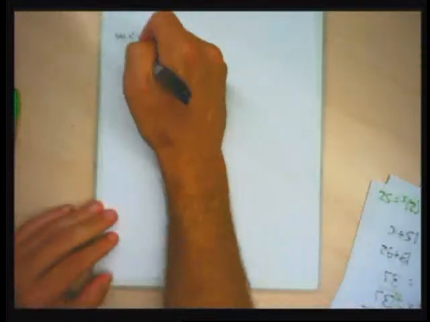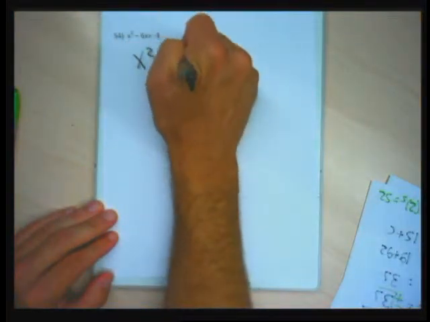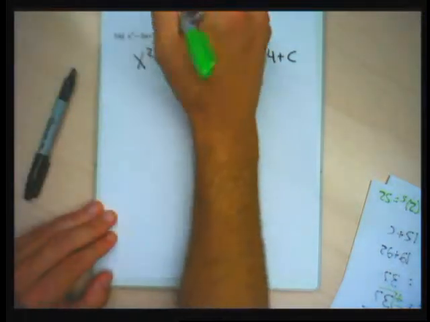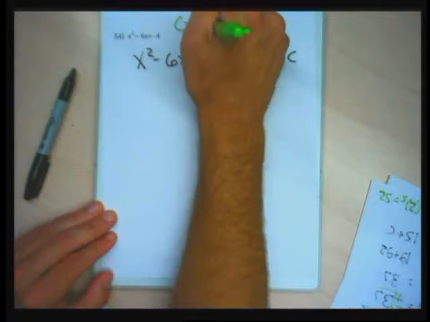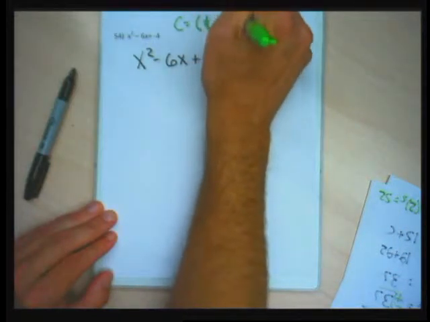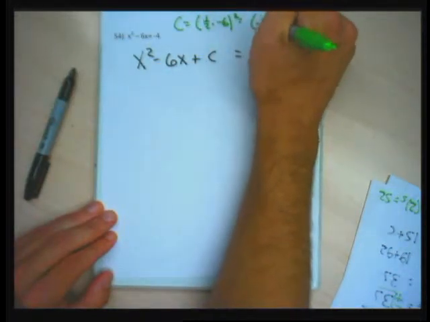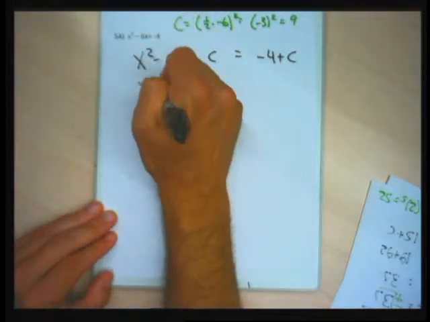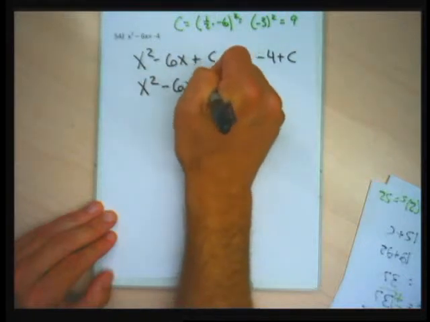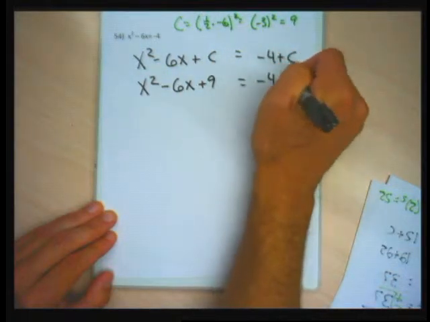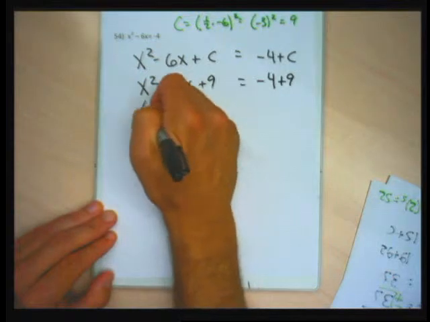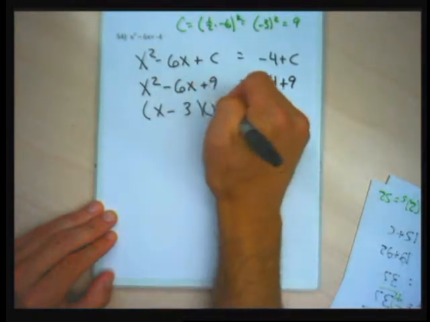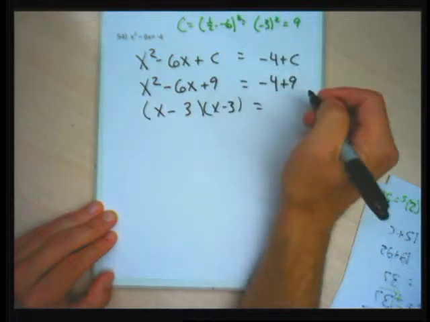Make the c appear. x squared minus 6x plus c equals negative 4 plus c. c equals half of negative 6 squared, which is negative 3 squared, which is positive 9. So I get x squared minus 6x plus 9 equals negative 4 plus 9. Left side's going to easily factor. This number in the parentheses comes in both parentheses. It factors into (x minus 3) times (x minus 3).